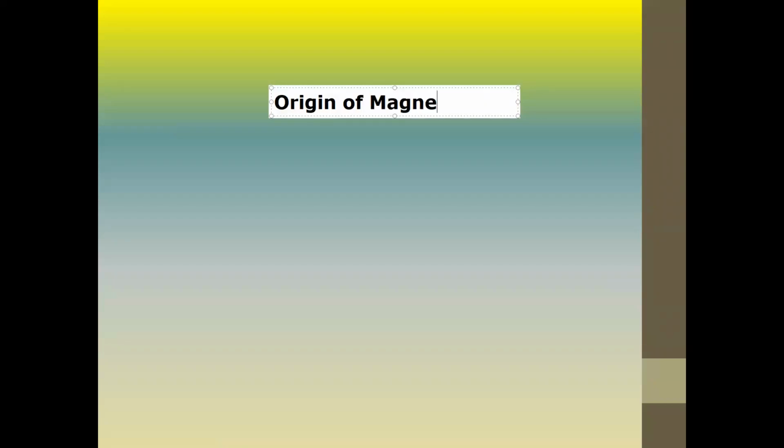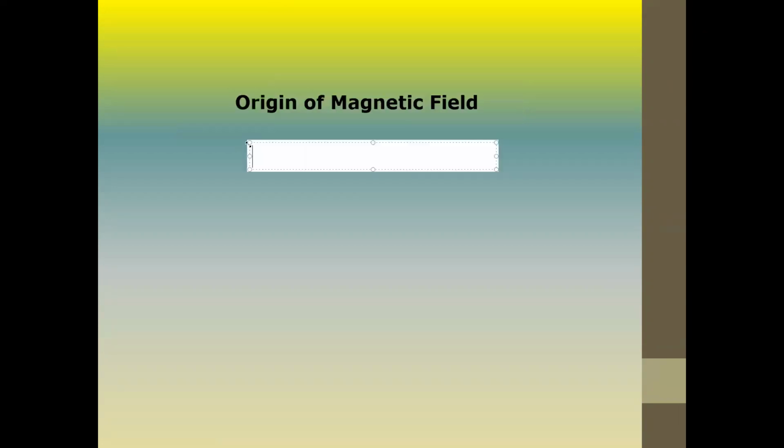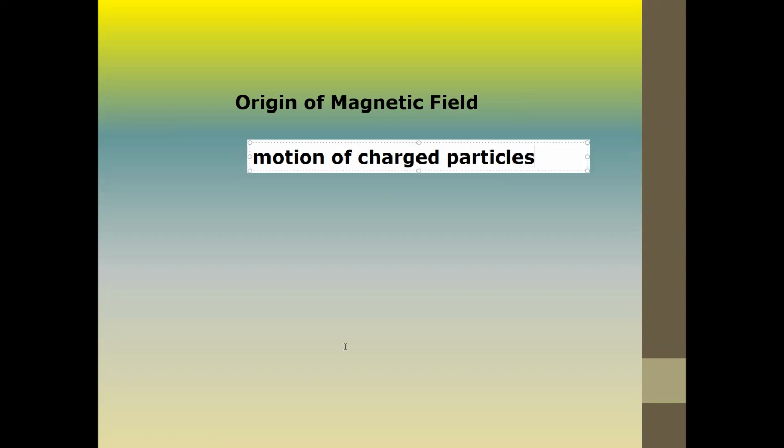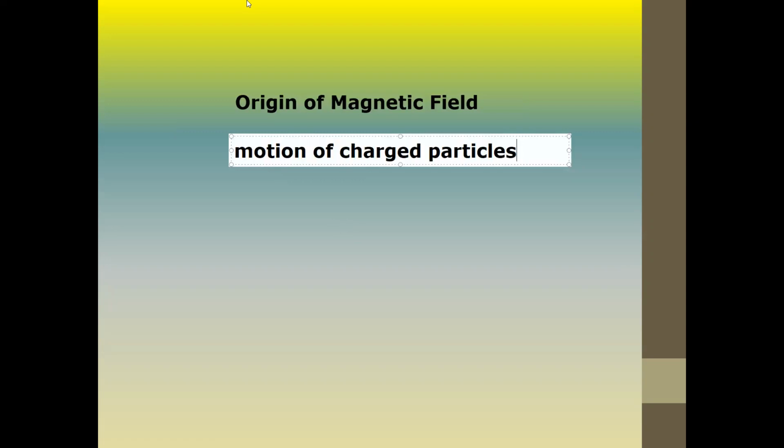First, what is the origin of the magnetic field? Why does a material behave like a magnet? The origin of the magnetic field, why the material will behave like a magnet, is whenever the charged particles are moving. The motion of the charged particle produces a magnetic field. Whenever the charged particles are moving, vibrating, oscillating, they always produce a magnetic field.